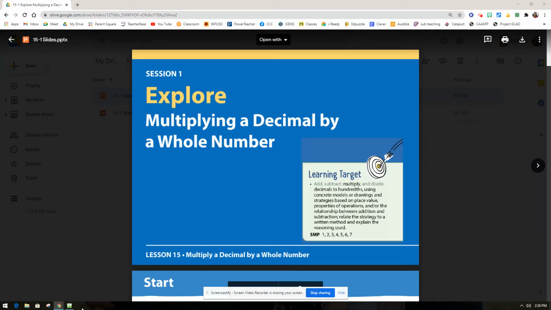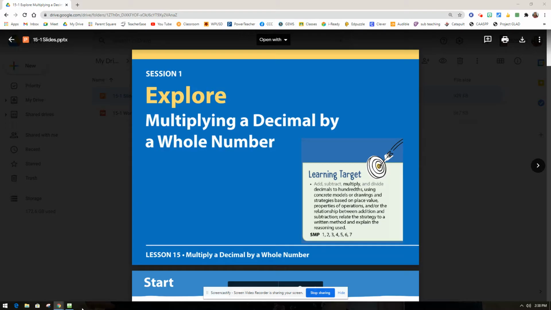Today is the first session in Unit 3. We've already covered all of Unit 1 and all of Unit 2. We are now on to Unit 3. There are 5 total units during the whole school year, and so we are almost halfway through our school year, which is super cool. So today we're going to be working on Lesson 15, Session 1.